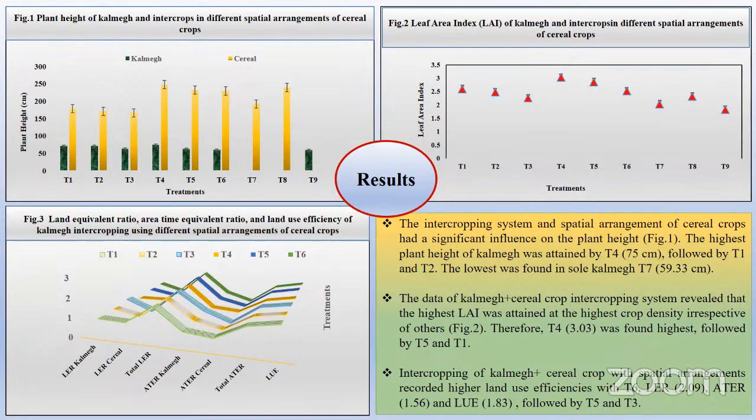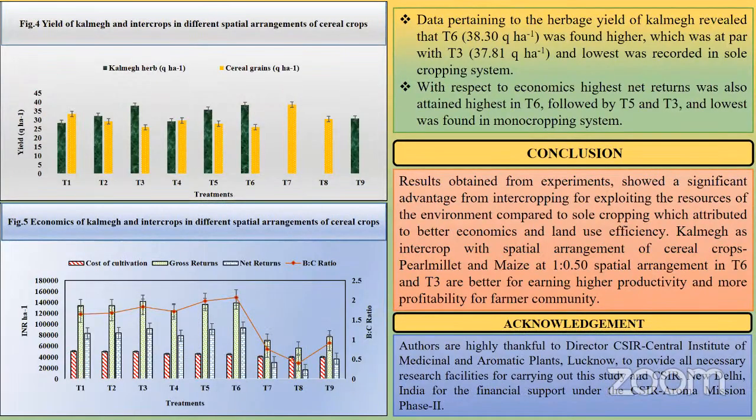Data pertaining to the herbage yield, depicted in figure number 4 of Kalmegh, revealed that treatment T6 was found higher among all, and the herbage yield recorded was 38.30 quintal per hectare, which was at par with treatment T3, 37.81 quintal per hectare, and the lowest was recorded in the sole cropping system of Kalmegh.